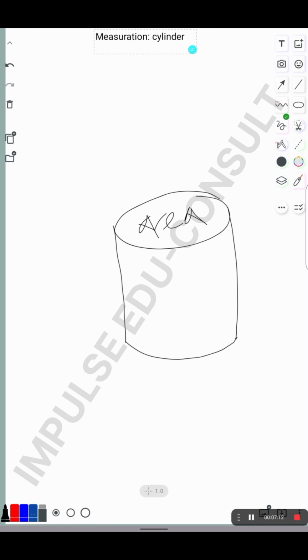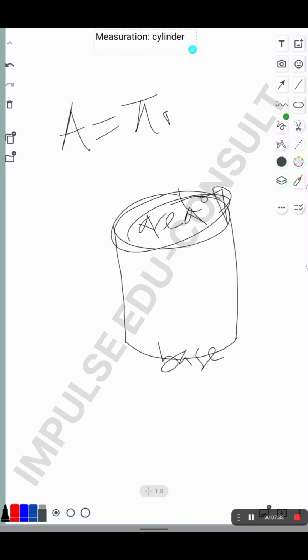So when we say to find the area of one closed end or one open end of a cylinder, it is still the same thing, because either the base is closed or the top is closed. And don't forget, the area of a circle is pi r squared.